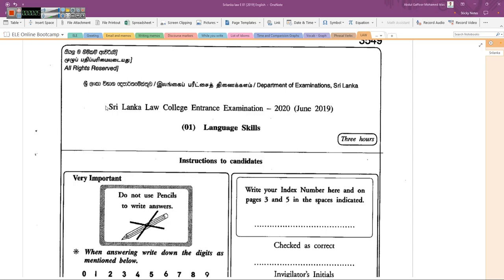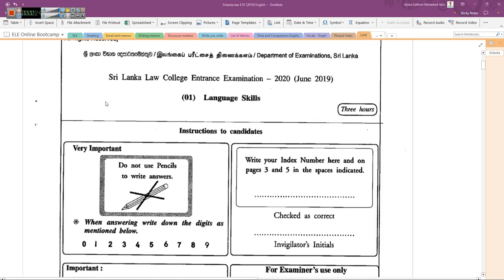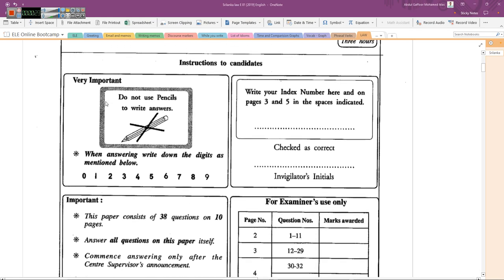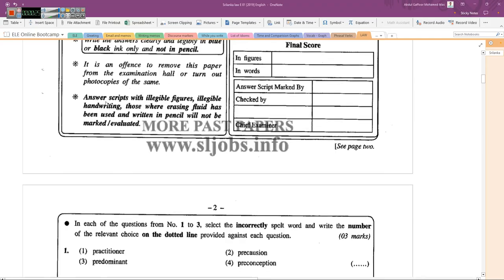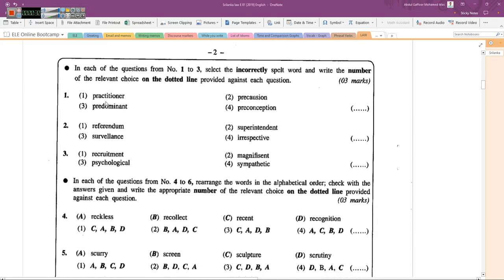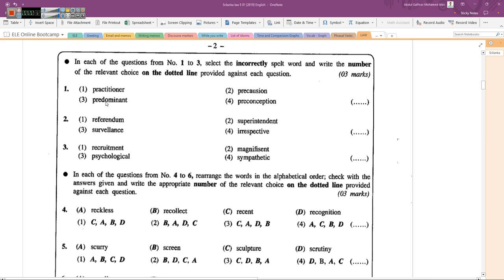In this particular video I will be explaining this past paper that came for the Sri Lankan Law College entrance examination to test your language skills, right? Those who are aspiring to become a lawyer by attempting the Sri Lanka Law College entrance examination, this video will definitely be helpful for them, so you can share it with your friends and learn together. I will be explaining each question from the beginning. So let's begin with the first one.